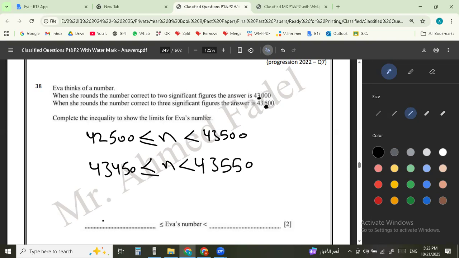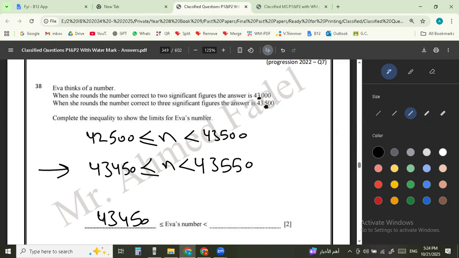Look at the numbers here. Here I got between 42,500 and 43,500. Is this common? Starting from where is common? Starting from 43,450, it is here. Oh, yes, mister. 43,450. That's the lowest number in this inequality, and it is common here as well.